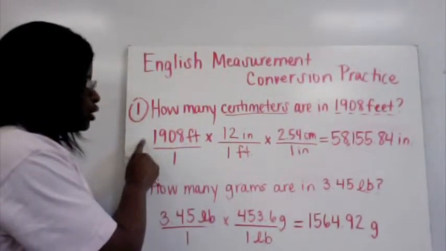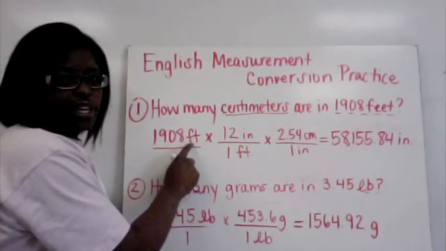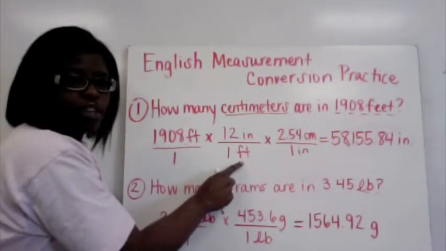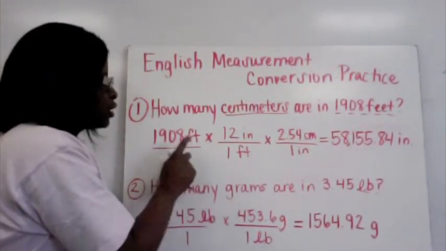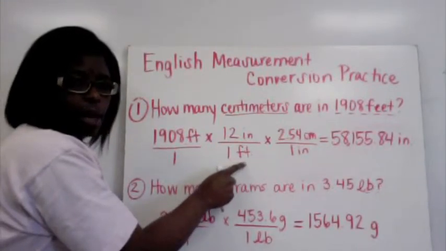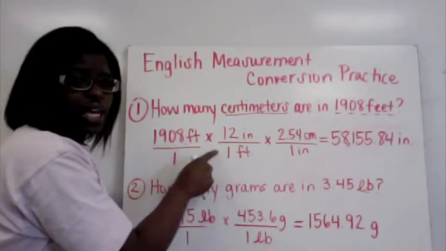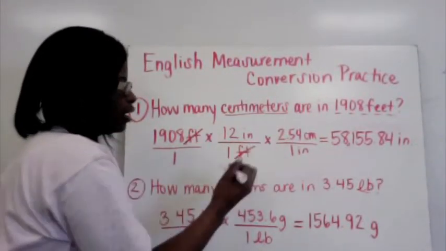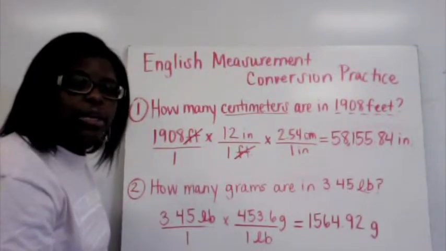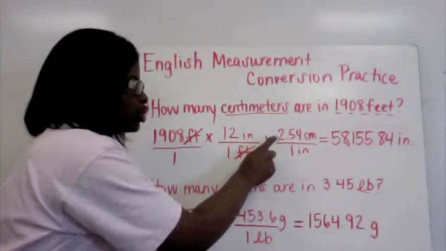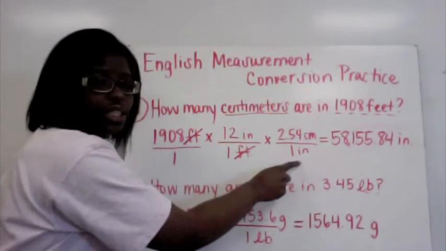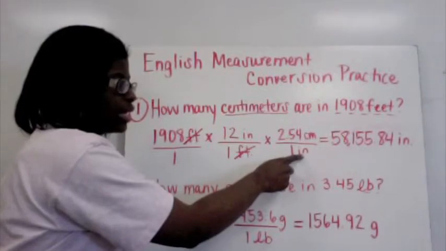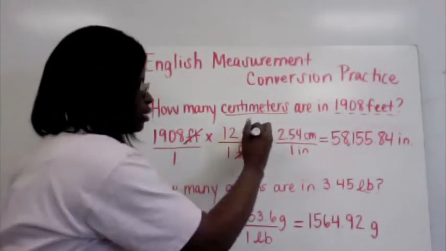So 1,908 feet, we need to get rid of this unit feet because we want our answer in centimeters. The only way to do that is to use the equivalent value for feet. So we're going to put 1 foot as the denominator, and then we're going to use 12 inches as the ratio. There are 12 inches in 1 foot. This cancels the feet here and the foot here. Now we need to get rid of inches just like we did with feet. There are 2.54 centimeters in 1 inch. That is going to be the equivalent value for centimeters to inches, and that's what allows us to get rid of the unit inches.